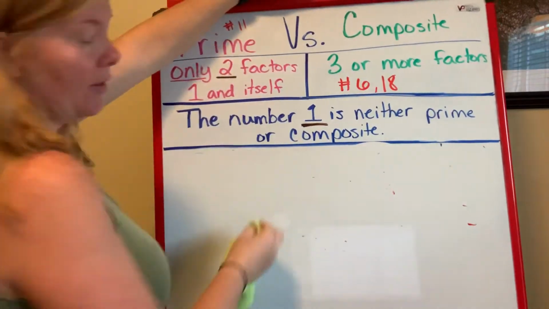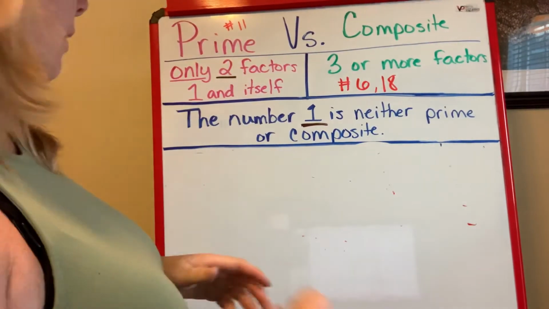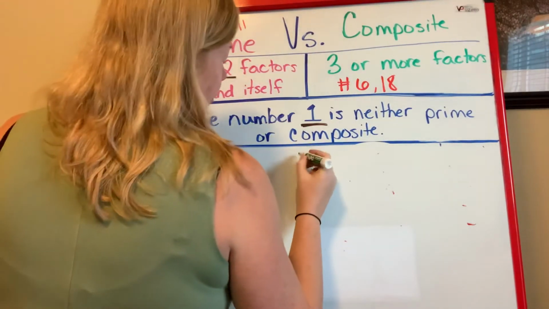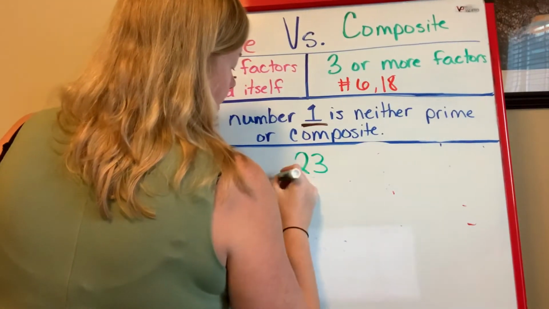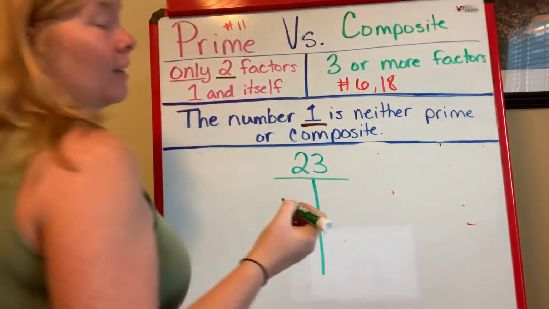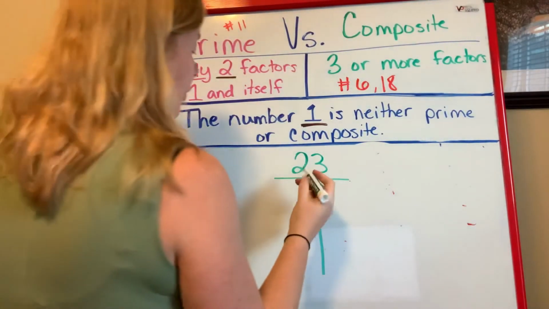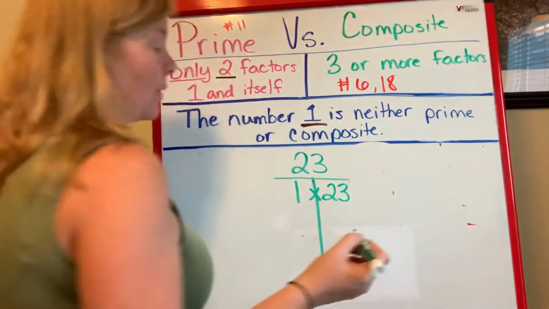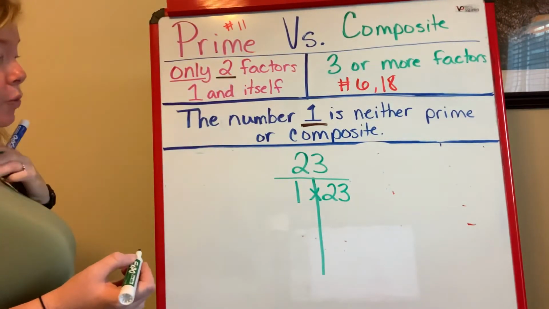Okay, 23. Next number that we're going to test. First set of factors, always. What are my first set of factors? 1 times whatever the number is. So in this case, 1 times 23.